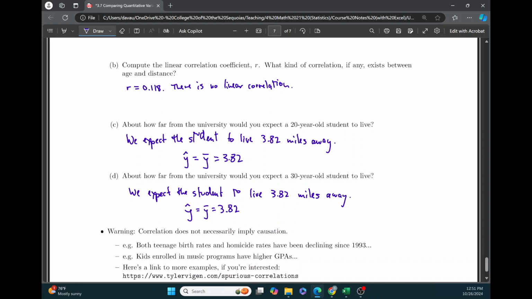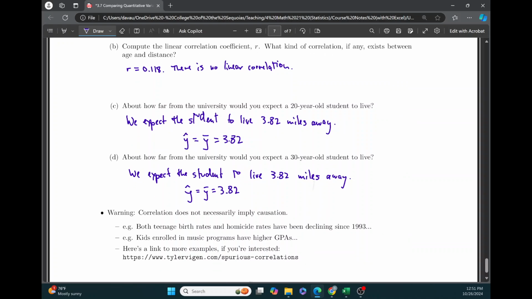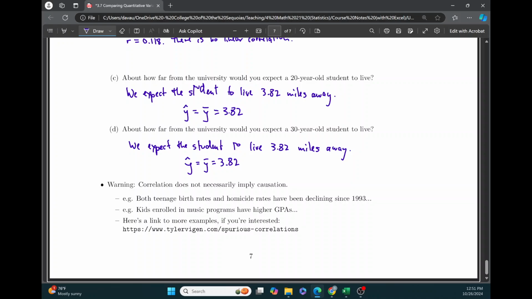Okay, so that'll do it for examples. Now, I said in the last lecture that I would spend some time talking about this idea that correlation doesn't imply causation. And it is an important topic that we need to really discuss, right? So let me just give you a couple examples, right?